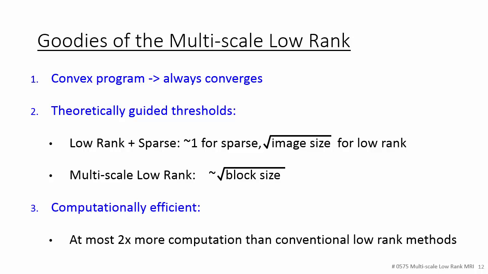And so that's easy. One concern might be that the multiscale low rank is computationally very expensive compared to other low rank methods. But it turns out because we're decomposing each scale geometrically, the computational complexity also decreases geometrically. And so if you add everything together, it turns out it's at most twice as computationally intensive as other methods.